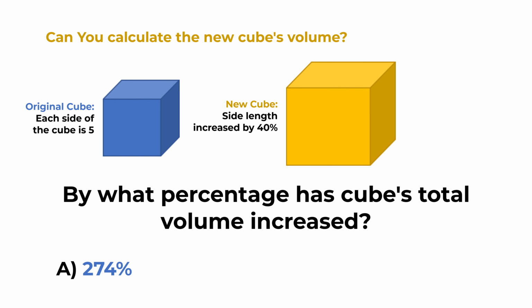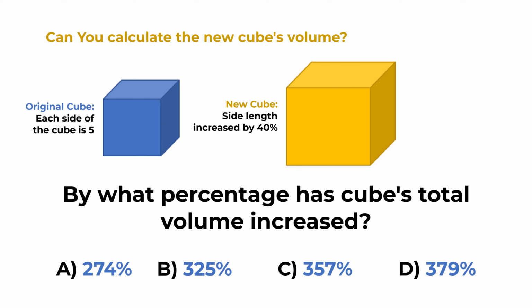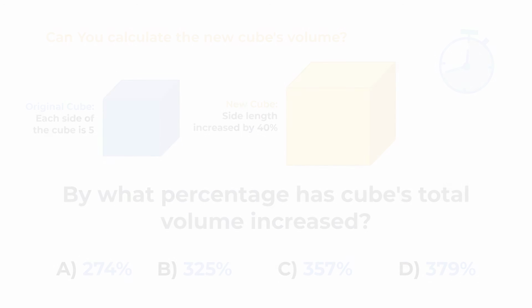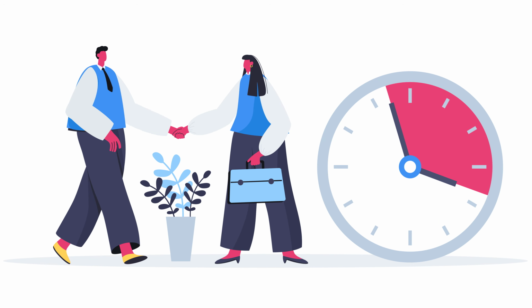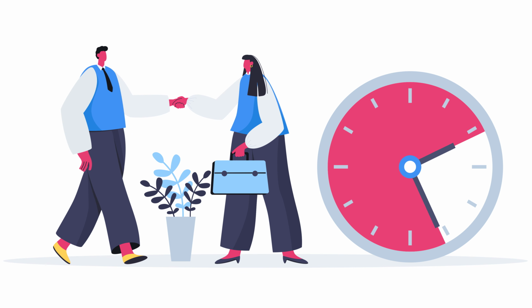274%. Choice B, 325%. Choice C, 357%. And choice D, 379%. Do you see the answer? Give yourself a little bit of time because the answer to this question may not be obvious. Hopefully you've nailed it, but let's move forward and I'll explain you how I solved this problem so we can get to the correct solution together.